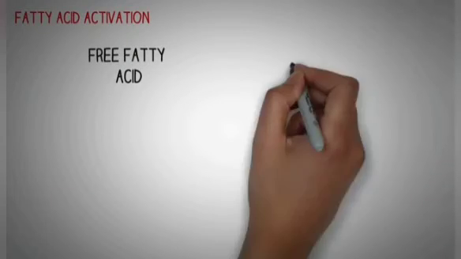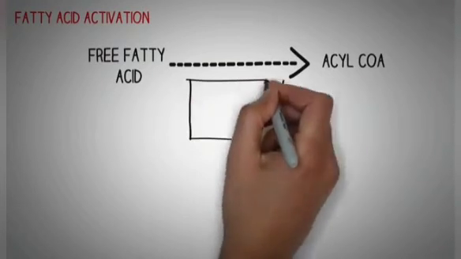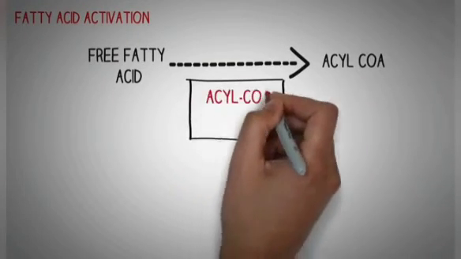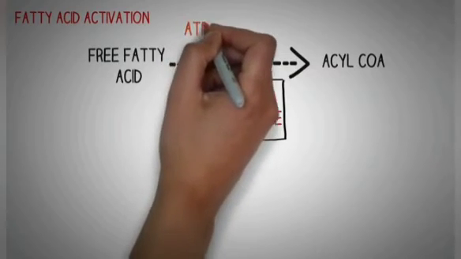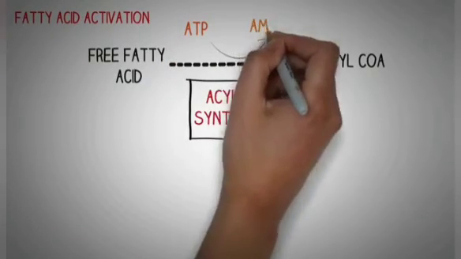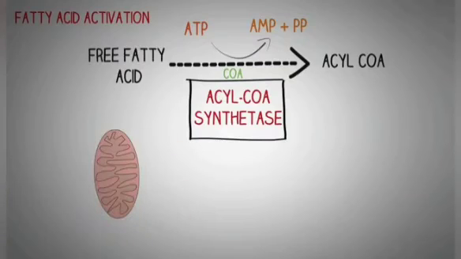A free fatty acid must be converted into its active form, that is the acyl-CoA. Acyl-CoA is the only form that can be metabolized inside the mitochondrial matrix. This reaction is catalyzed by the enzyme acyl-CoA synthetase, and in this reaction a molecule of ATP is converted into adenosine monophosphate and a molecule of pyrophosphate is released. Coenzyme A is also essential for this reaction.